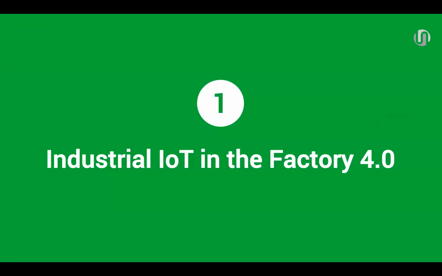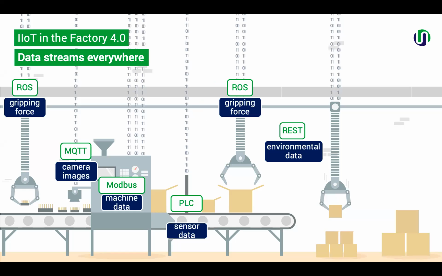So first of all, the industrial Internet of Things. Here you can see a sample production line. Usually in industrial settings, you have a lot of different heterogeneous sensors, protocols, and formats. For example, on the left, there's the Robot Operating System, which can be used to connect to robots, and here we have, for example, a gripper force that is monitored. Then we can also have images, which can be sent over MQTT or other protocols like REST.